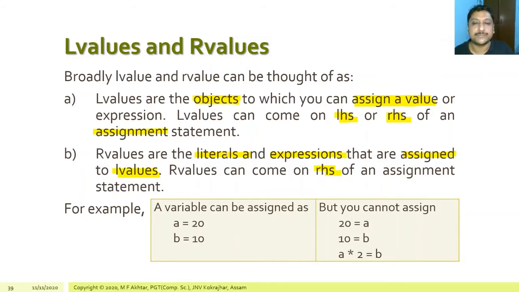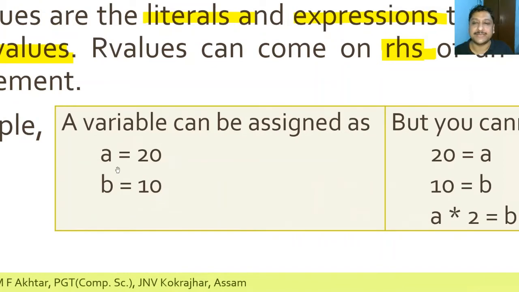So R values may be literals or expressions. Literals means just a value like 40, 50, 30 or any name, like Rahul, Amar. Expressions can also be R values, like A plus B or 30 plus 40. R values always come on the right hand side. For example, a variable can be assigned like this: A equals to 20, B equals to 10. Here A and B are the L values and 20 and 10 are just literals, the R values.